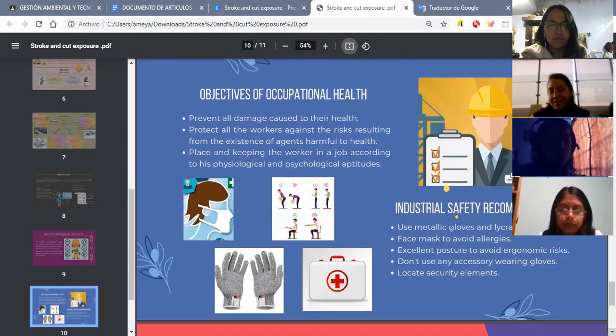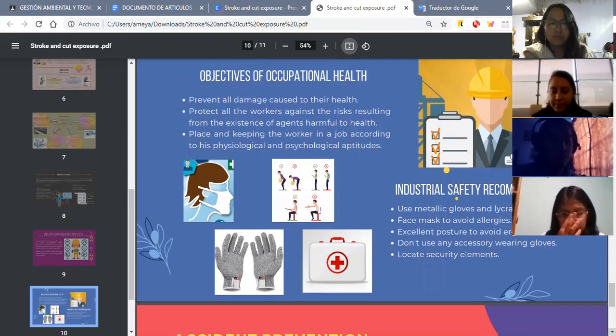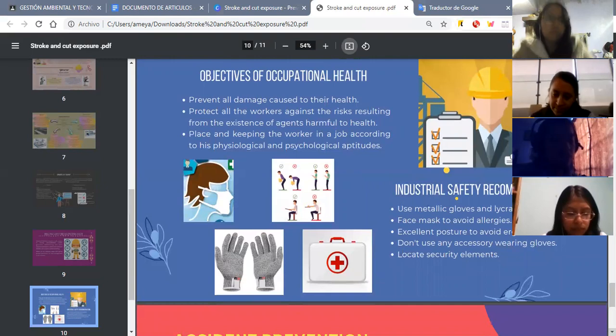Some industrial safety recommendations are: use metallic gloves and lycra gloves to protect the hands from the machine, and face masks to avoid allergies that may be caused by pollution or fabrics, and it is necessary to always use them. Use excellent posture to avoid ergonomic risk when handling rolls, since some cause discomfort to the body. Do not use accessories such as chains, bracelets, rings, or earrings when wearing gloves. Do not obstruct the passage on the job site. Keep the floor clean and free of cloth rolls.